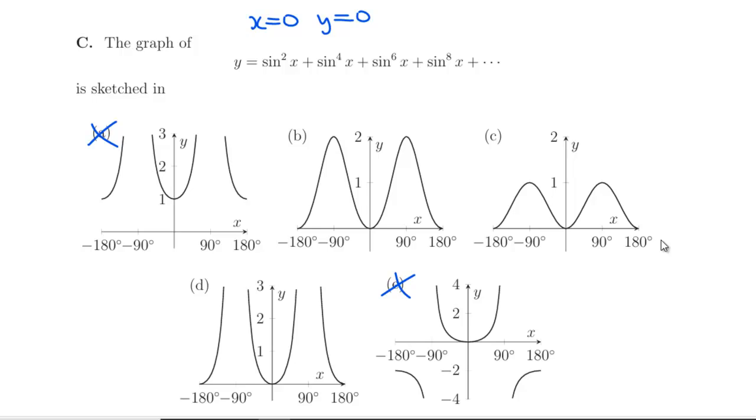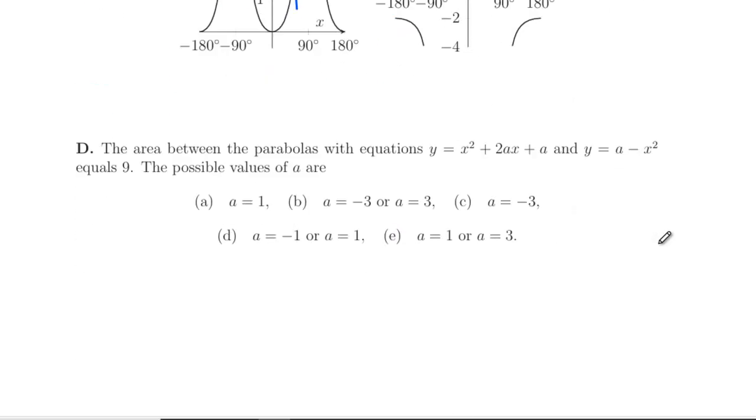Well, when sine x is 1, we're going to get infinity appearing, aren't we? Because we're just adding up 1 forever. So at 90 degrees, we're going to get this. So it must be D. That's the only one that's got asymptotes on it. So it's going to have to be D.